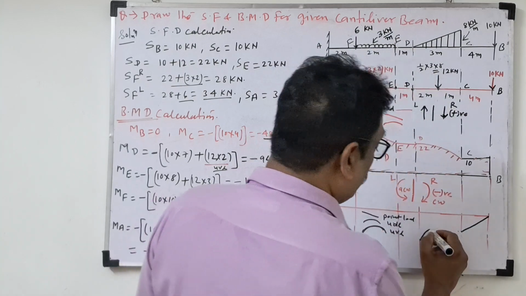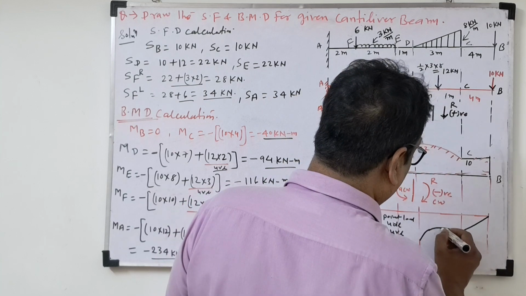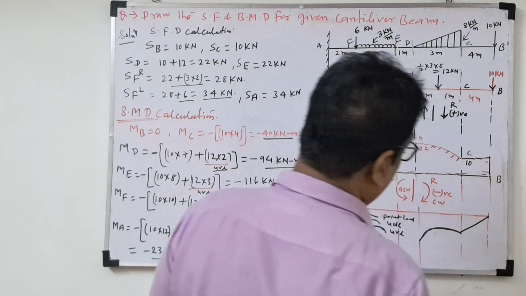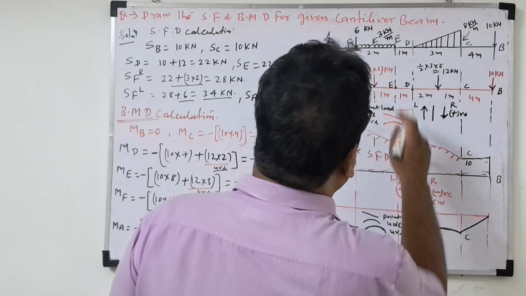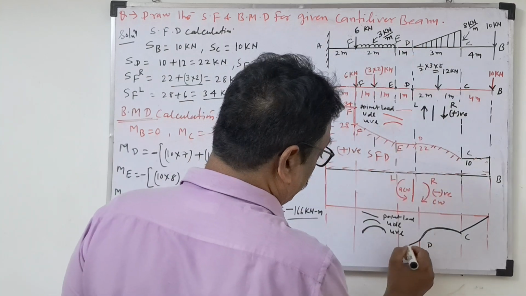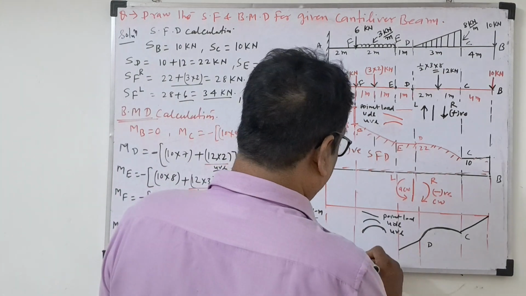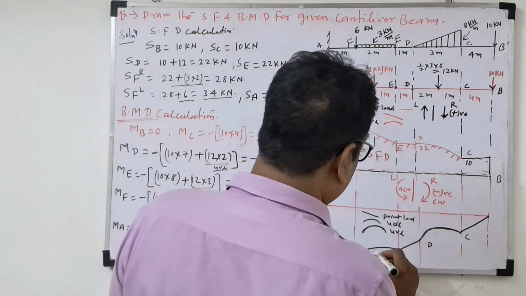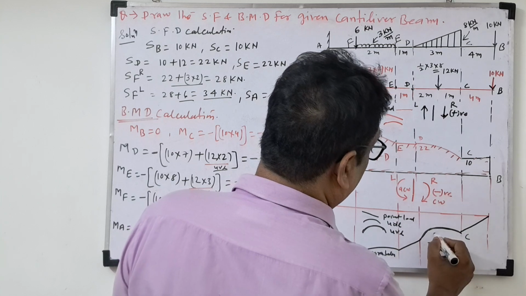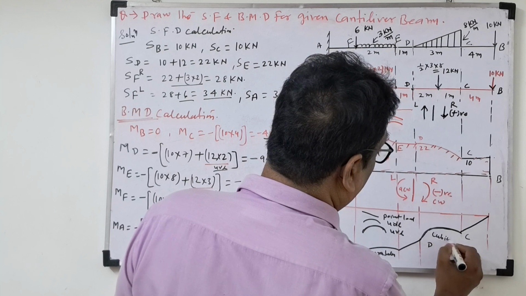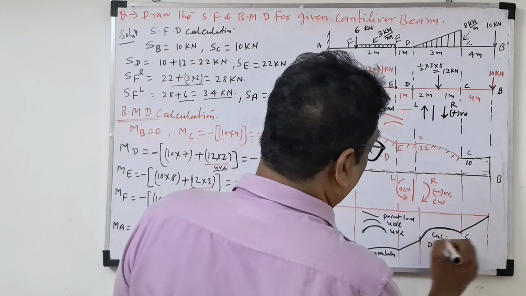So draw a little cubic, more taper, 3 degree equation, cubic parabola. For C, this is for D. Now here no load, so inclined line only. Then again UDL. UDL means light taper, parabola. This is parabola. This is cubic parabola here.